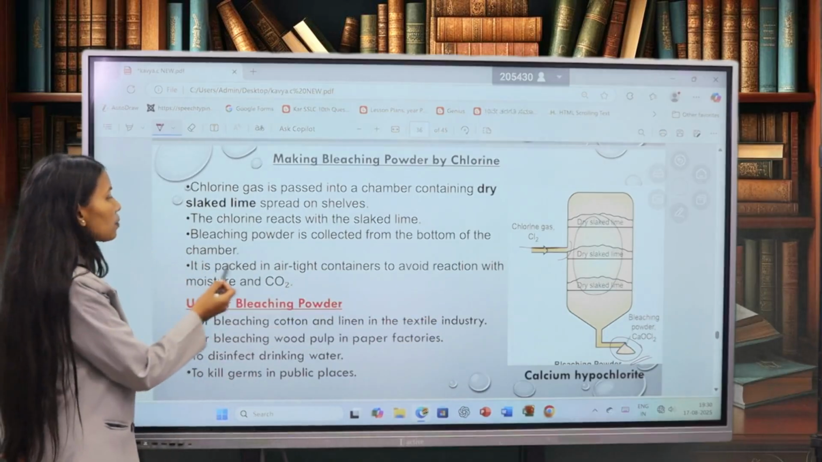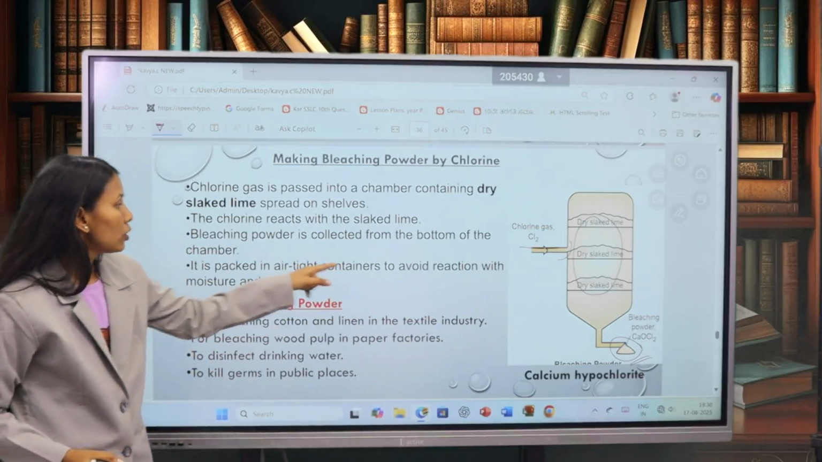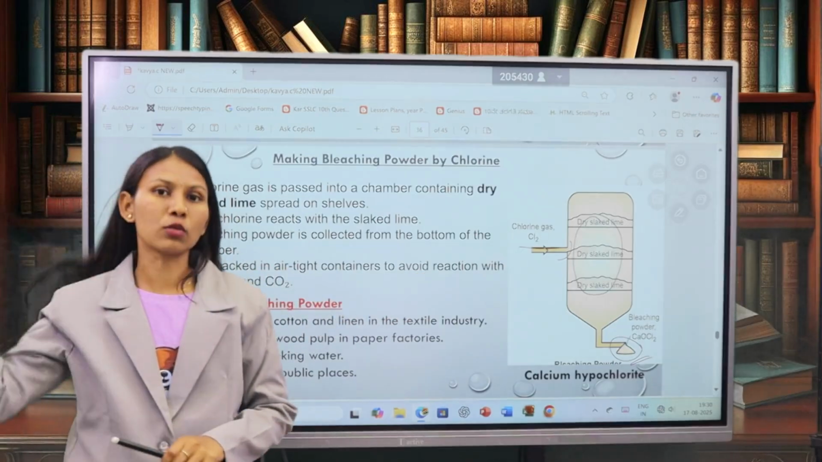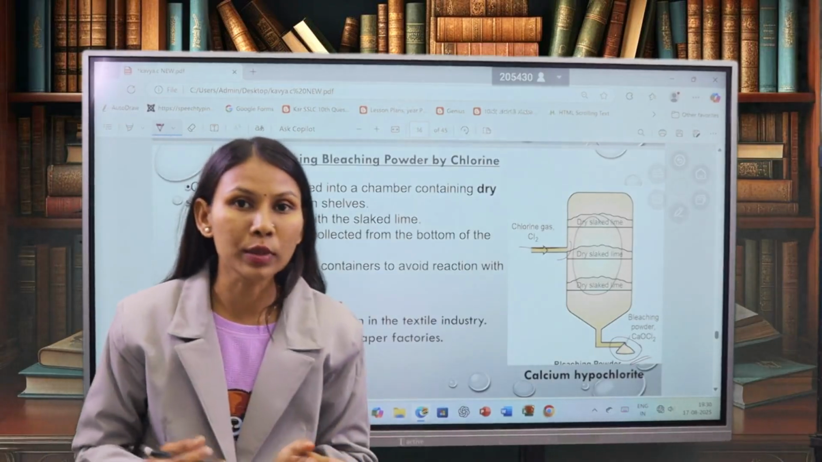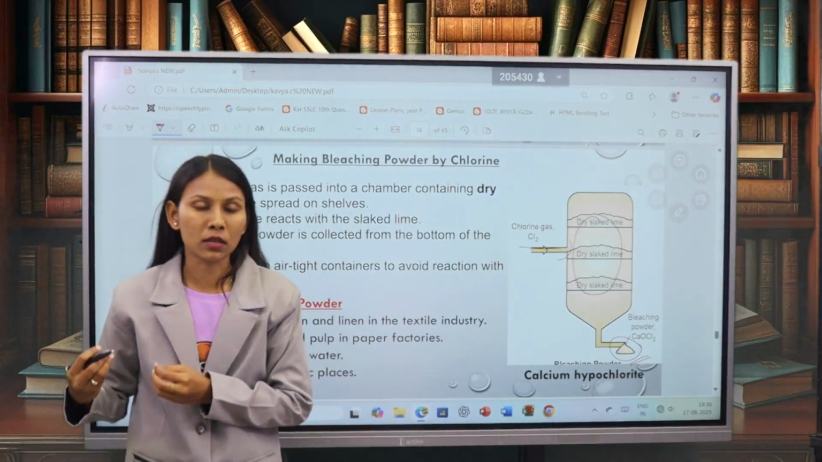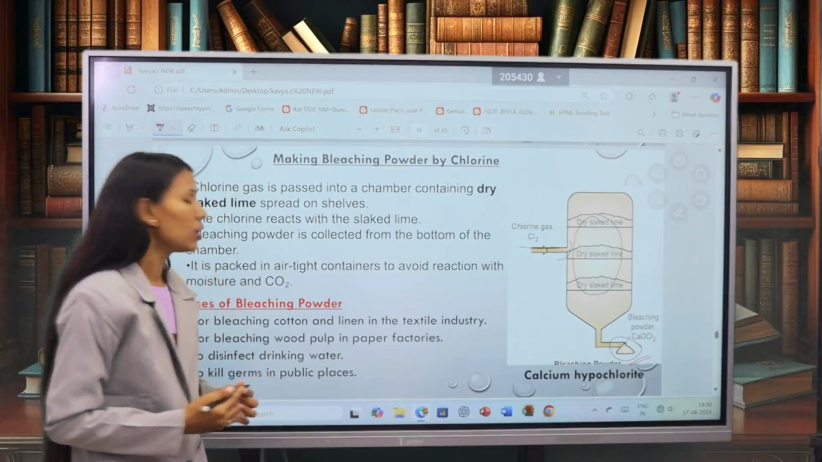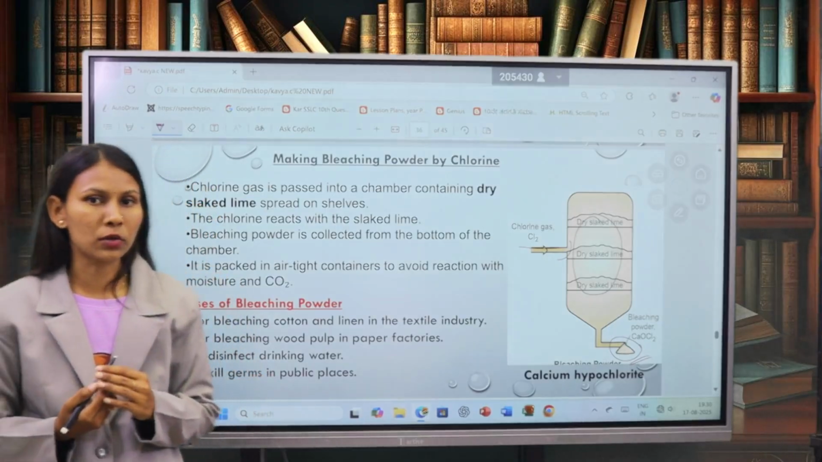Next, what happens? It is packed in an airtight container to avoid reaction with moisture and CO2. So this is packed also. Why? Because we don't allow it to react with the carbon dioxide as well as the moisture contained in the atmosphere, children. So what are the uses of this bleaching powder?